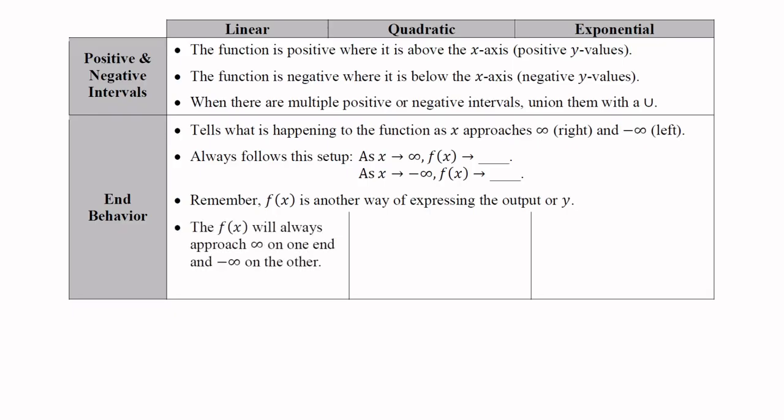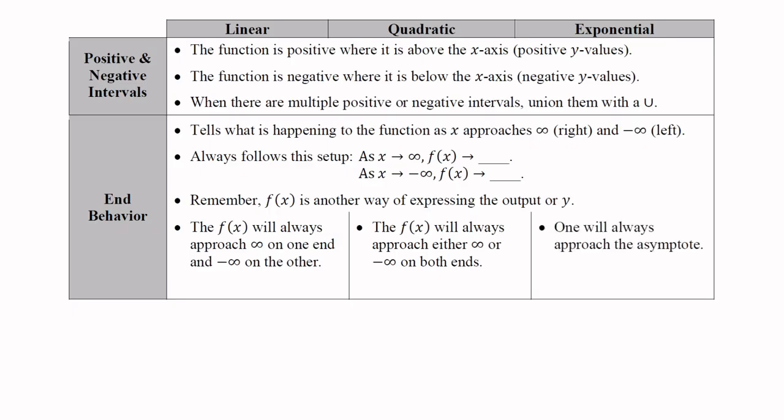The f of x will always approach infinity on one end and negative infinity on the other for a linear function. In a quadratic, the f of x will always approach either positive infinity on both ends or negative infinity on both ends. And for an exponential, one end will always approach the asymptote and the other will approach either positive or negative infinity.